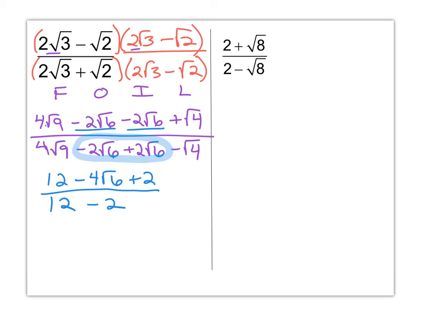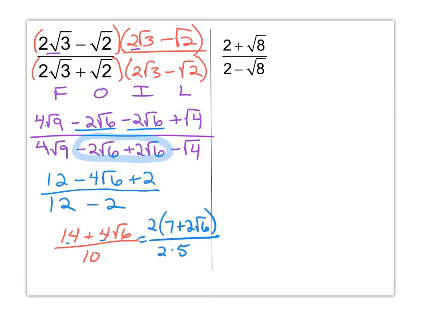We have in the numerator 12 plus 2, which is 14, plus 4 times the square root of 6. And in the denominator, 12 minus 2 is 10. Now this is another way to write our answers, but it's not completely simplified. There is a factor of 2 that you can take out of both terms in the numerator. If you factor out the 2, you'll be left with 7 plus 2 square root of 6. And you factor a 2 out of the denominator, 2 times 5, cancel out those 2's, and then our final simplified form is going to be 7 plus 2 square root of 6 in the numerator over 5 in the denominator.